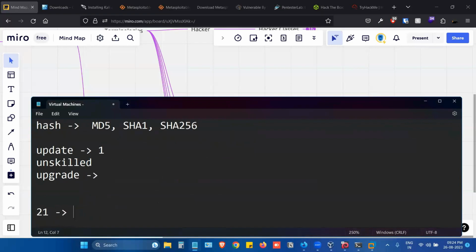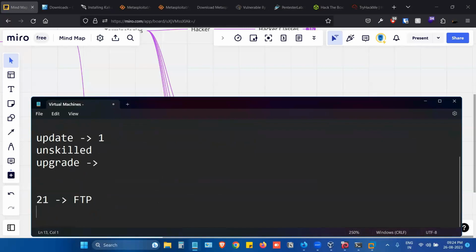So port 21 uses a protocol that is FTP, File Transfer Protocol. We use FTP to transfer data from one system to another. And there is one more protocol, HTTP, that we use to communicate with the server. That's an application layer protocol. Mostly applications run on this protocol.